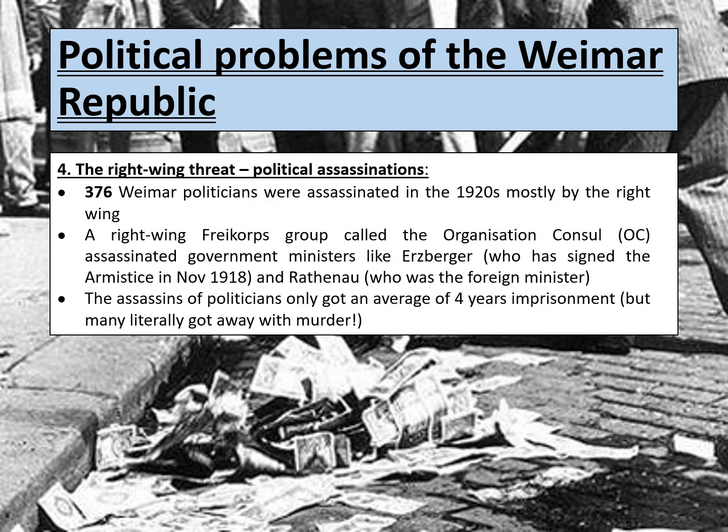We're still looking at the fourth political problem for this slide, and the fourth political problem is the right-wing threat. Now, part of the right-wing threat was the political assassinations that occurred in the 1920s, of which there were 376 of them. 376 Weimar politicians were assassinated in the 1920s alone, and most of these assassinations were carried out by right-wingers. So a right-wing Freikorps group called the Organisation Consul basically assassinated government ministers like Erzberger and Rathenau as well.